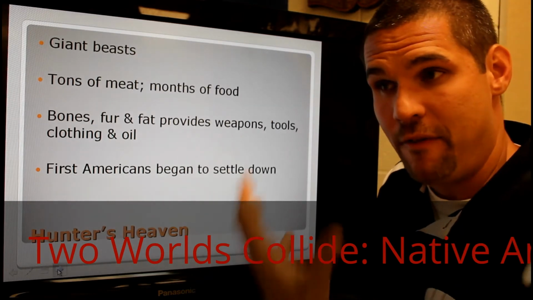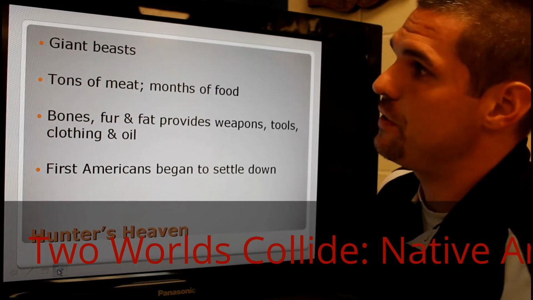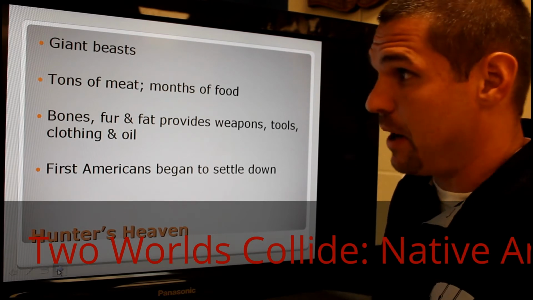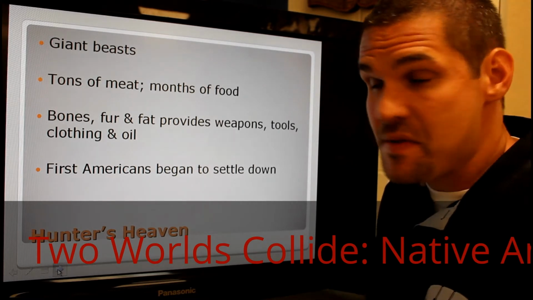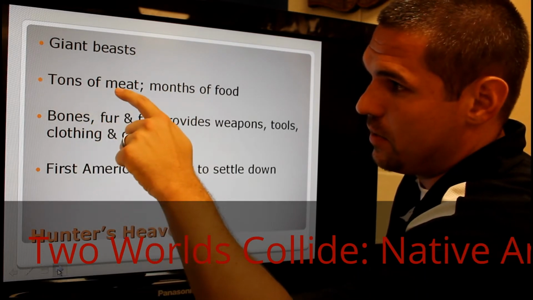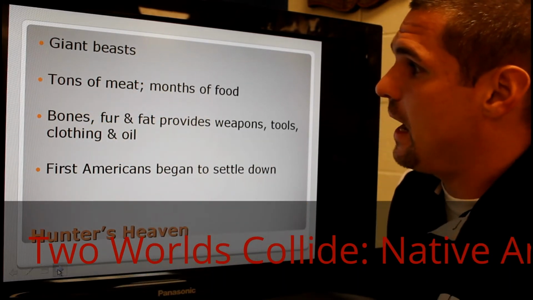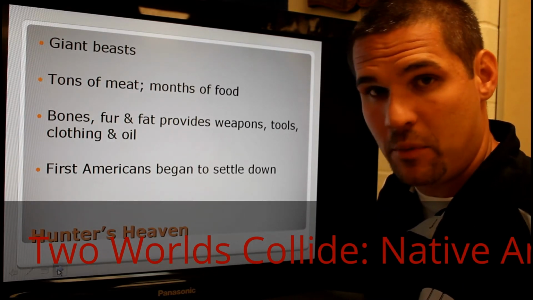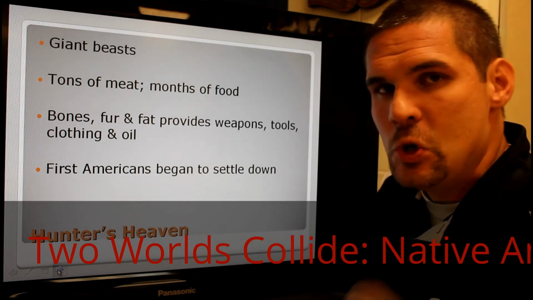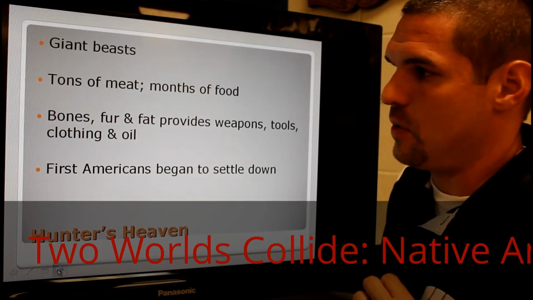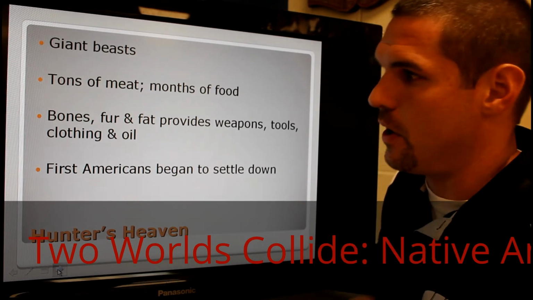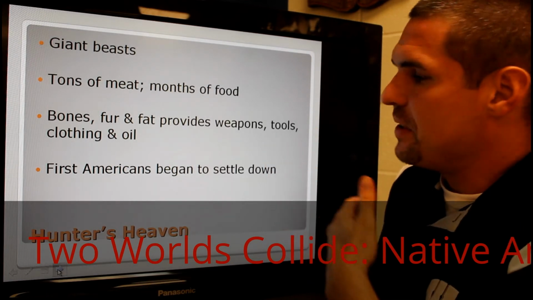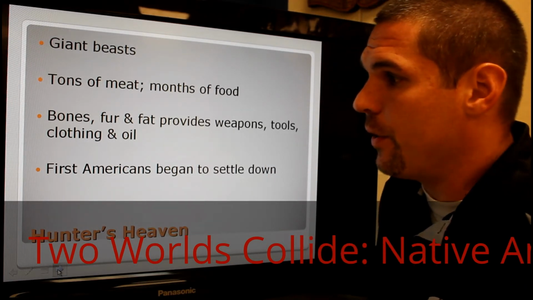Like I said, what they found in North America was an abundant source of giant beasts like buffalo. And with these kinds of beasts, like buffaloes or woolly mammoths, you could find a pretty abundant source of meat, and this meat would last for months for a family or a group of families. But they used the whole animal, the mammoths and the buffalo. They would use the bones and the fur and the fat, which provided weapons, tools, clothing, and oil.